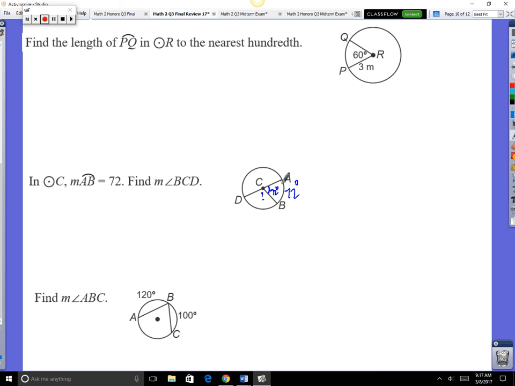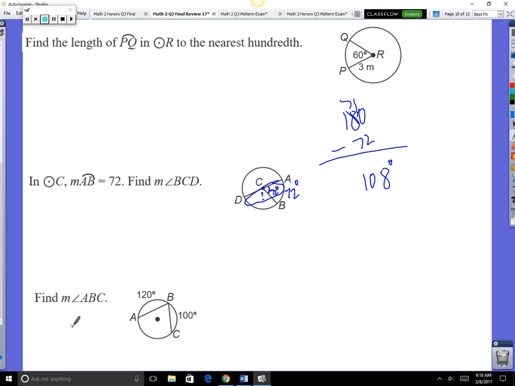So these two are on a straight line, 180, they're a linear pair, so just do 180 minus 72, and we should end up with 108. So 108 degrees is angle DCB.